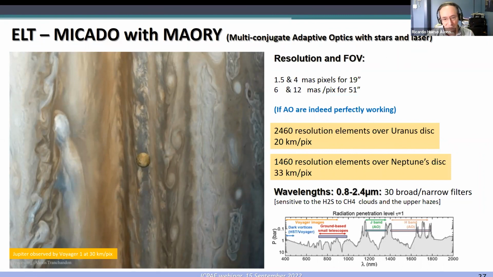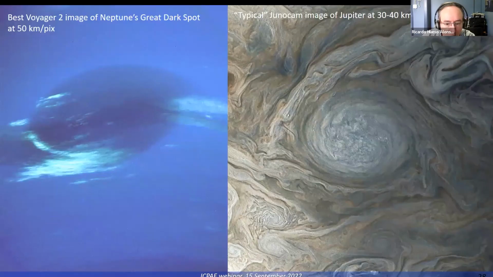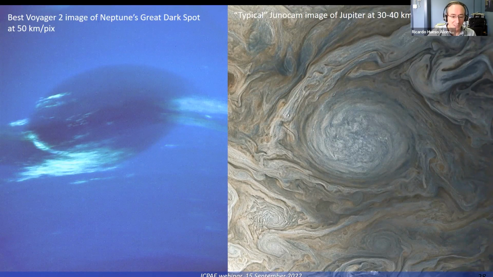These telescopes with 50 meters and these adaptive optics are the telescopes that will put Uranus and Neptune at the level of knowledge that we have for Jupiter in the near future, in 5 years from now. So here I'm comparing one observation of Voyager 2 of Neptune, the Great Dark Spot at 50 kilometers per pixel, with the optics of that camera and the instrument that was available there, a Vidicon instrument similar to the television camera of the 70s, and the typical spatial resolution of a Junocam image of Jupiter at 30-40 kilometers per pixel.